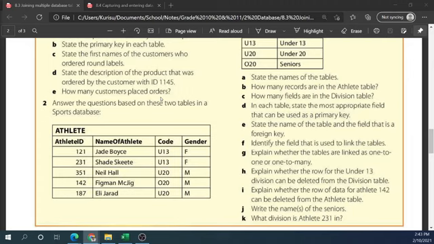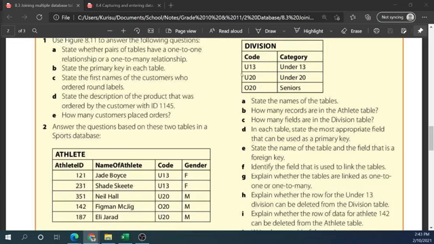Anybody has the answer? Yes. Sir, Figman. So Nare said Figman, Brian said Figman. So only Figman, if you look at it, only Figman has the code of O20. And if you look at the code, O20 stands for seniors. So only Figman is a senior.